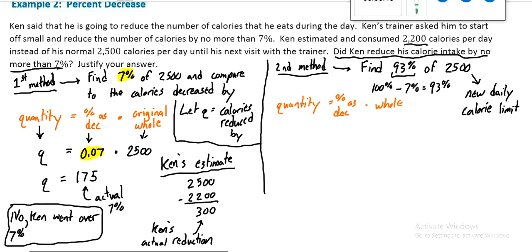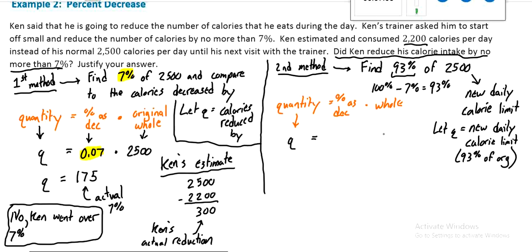We're going to use this same formula for our percent equations. There we go. Now the quantity we don't know, so I'll put Q, and Q is going to stand for something different now. So we'll say let Q equal the new daily calorie limit. And just so we know, that's 93% of the original, ORG.